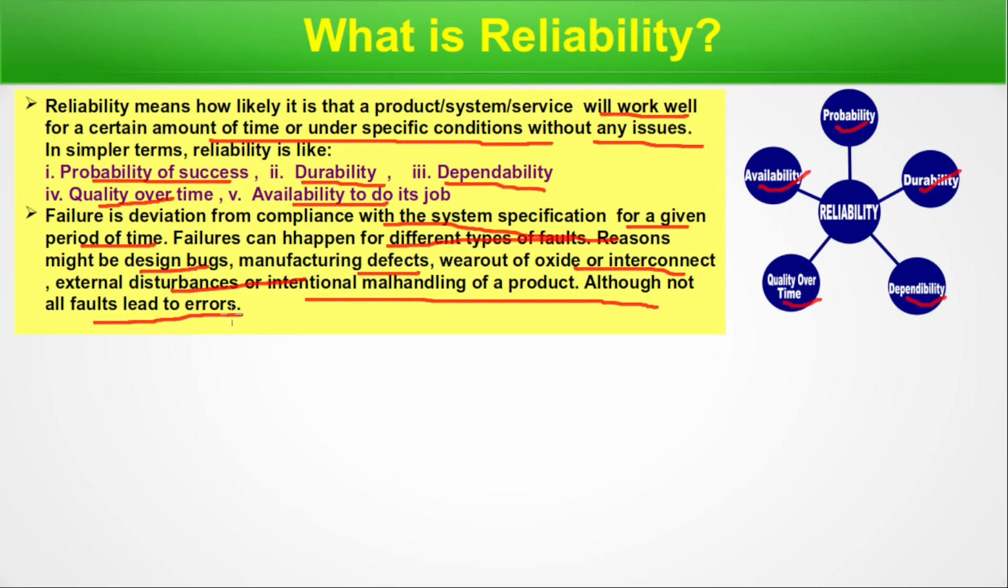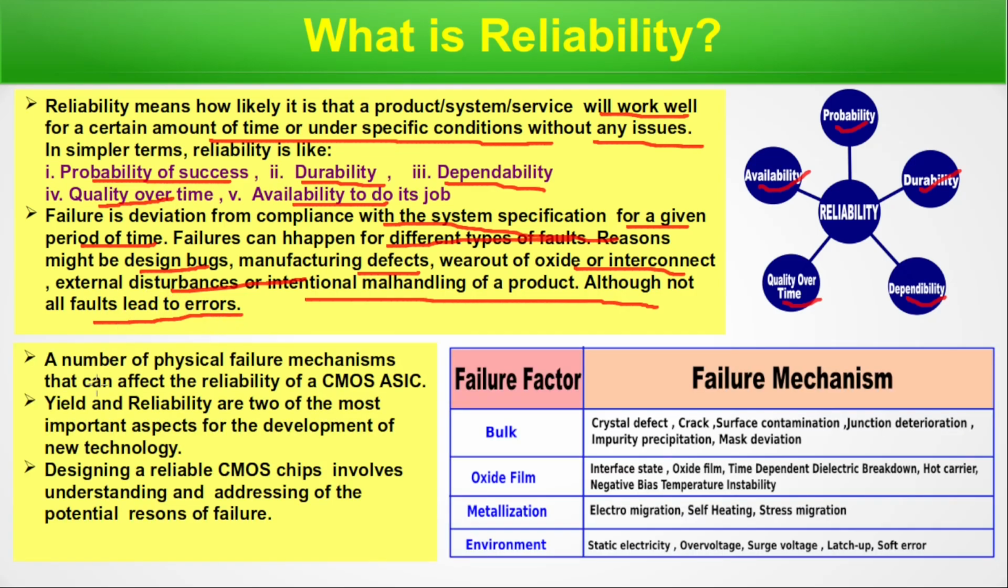And different kinds of failures can happen because of manufacturing defect. While it's getting manufactured, there is a defect. Design bug, a bug was there and it has been overlooked. It was not properly solved before release. And wear out of oxide or interconnect. Inside our chip, we use 8 to 10 layers of metal interconnect. So wear out of oxide means disconnection of a portion of the circuit or the chip. So it will lead to failure. If gate oxide has gone through breakdown, then the circuit will not work properly. So these might be some reasons. There are a number of physical failure mechanisms that can affect the reliability of CMOS ASICs. There are some reasons which lead to failure.